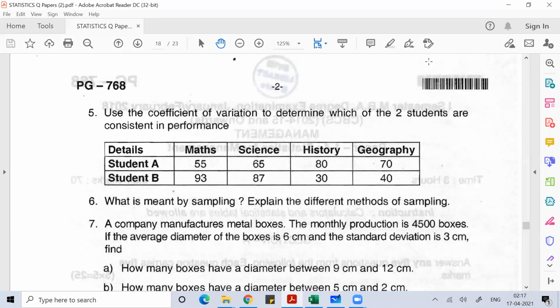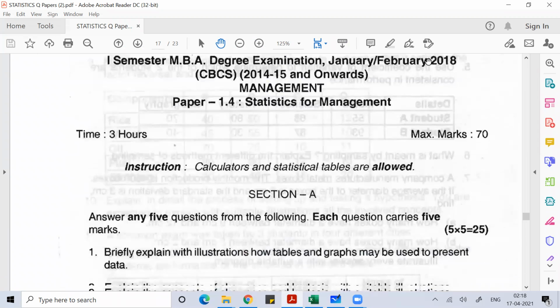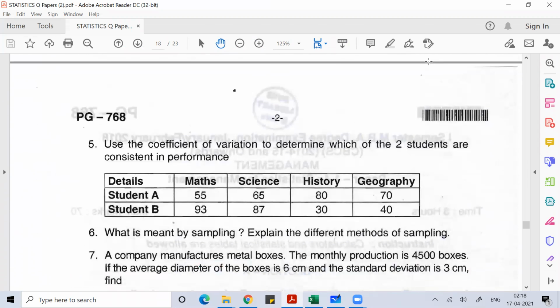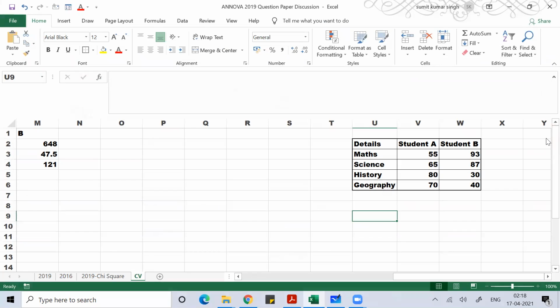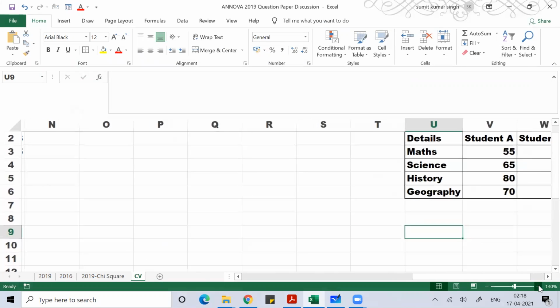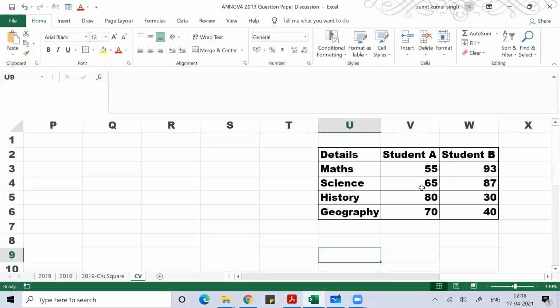You can see this question which came for 5 marks, in the year 2018, question number 5: use the coefficient of variation to determine which of the two students is more consistent in performance. Two students' marks are given to you based on these subjects. So you have to find which student is more consistent in performance.